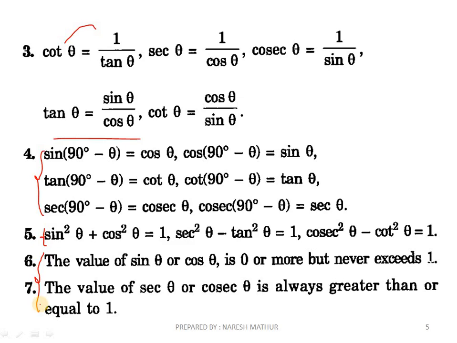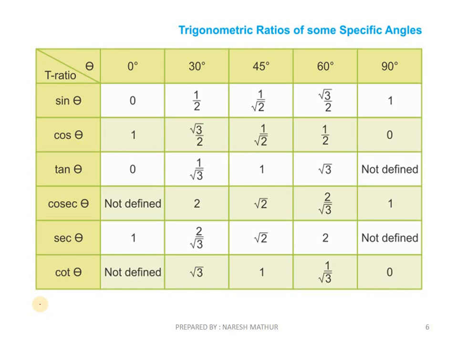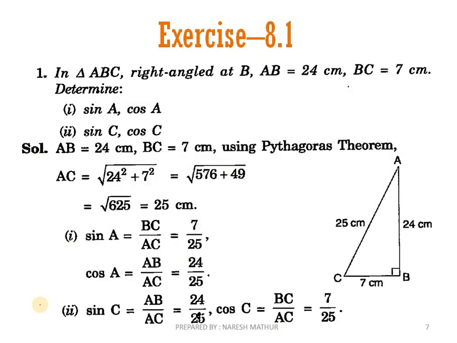By this table we can see the value of sine and cos always lies between 0 and 1, and the values of cosec and sec are always greater than or equal to 1. Not less than 1. So these are the basic concepts. We will come to these concepts also in our upcoming videos.